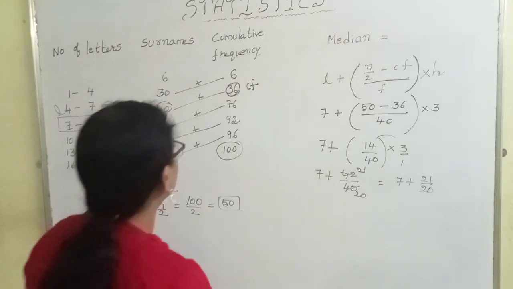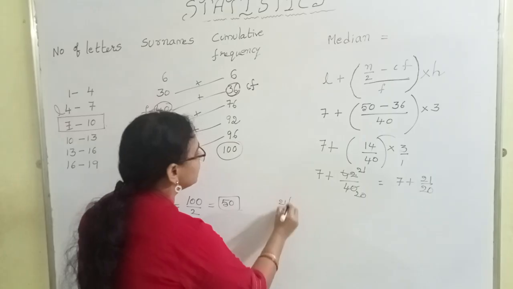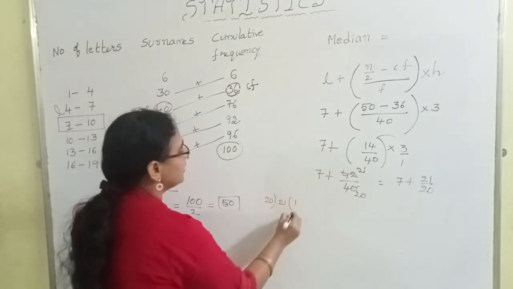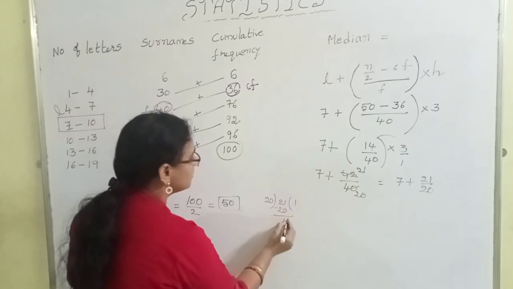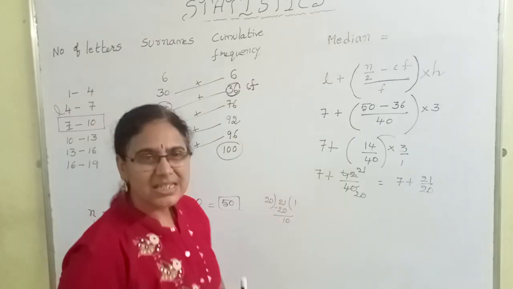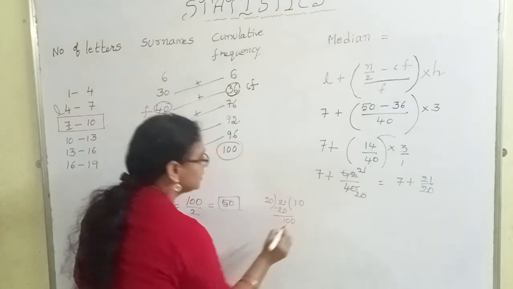So here, 21 by 20. How to convert? If you want, you can go through 21 by 20. 20 ones are 20, 1 is the remainder, point 0. Again, 10 is smaller than 20, so still we require one more 0. Okay, then here, one more.